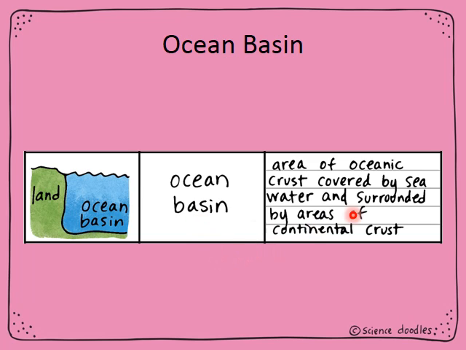An ocean basin is an area of oceanic crust covered by seawater and surrounded by areas of continental crust. So all of the oceans have this at the bottom. It's called an ocean basin. It basically just means the low spot where the water is settling.